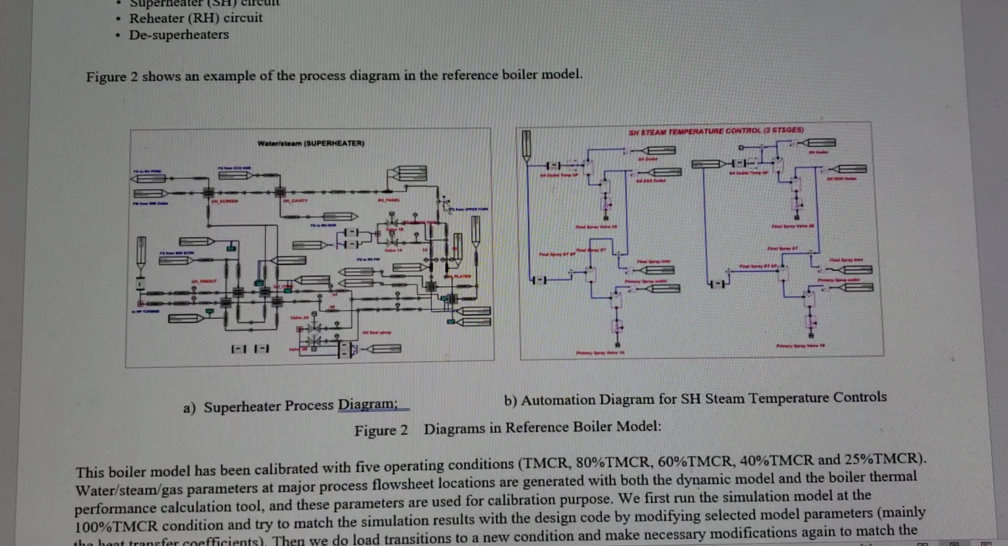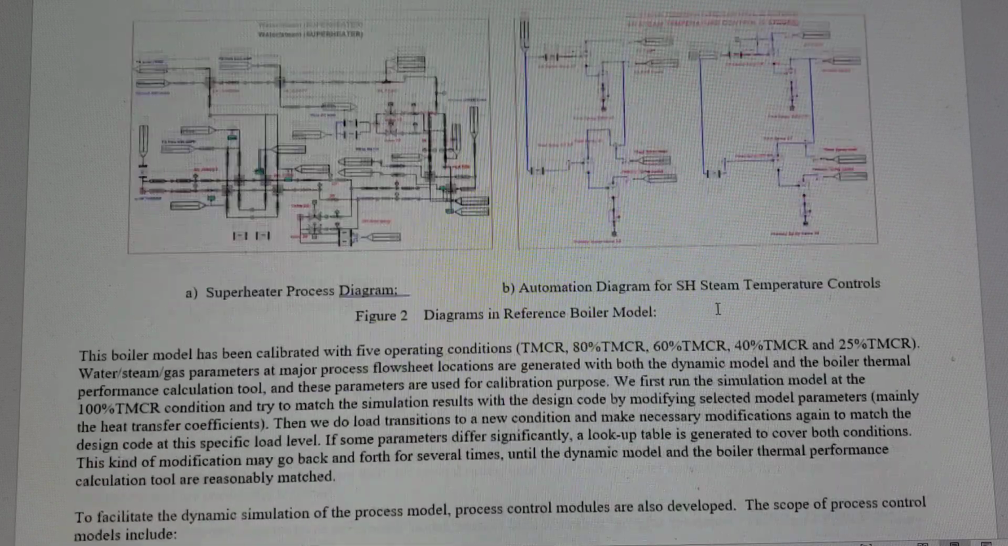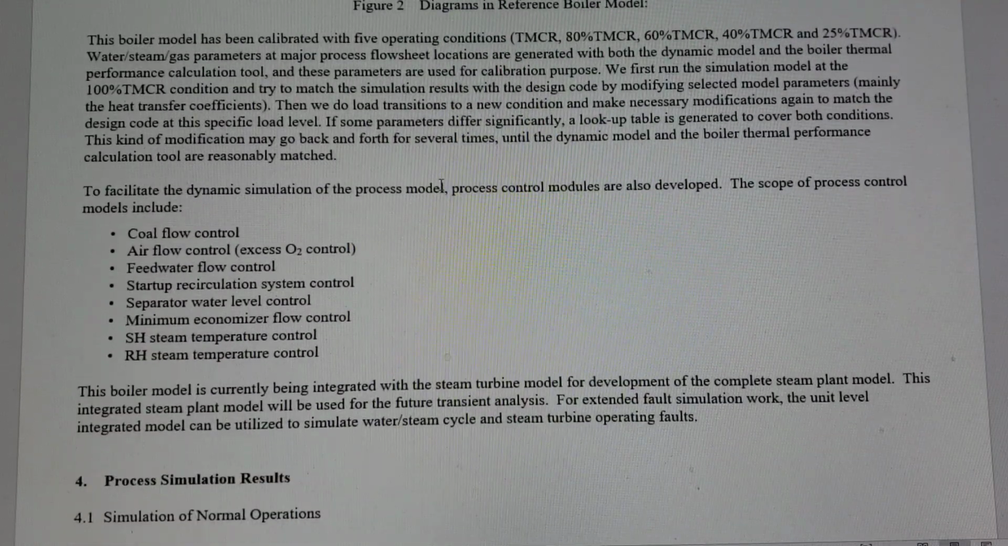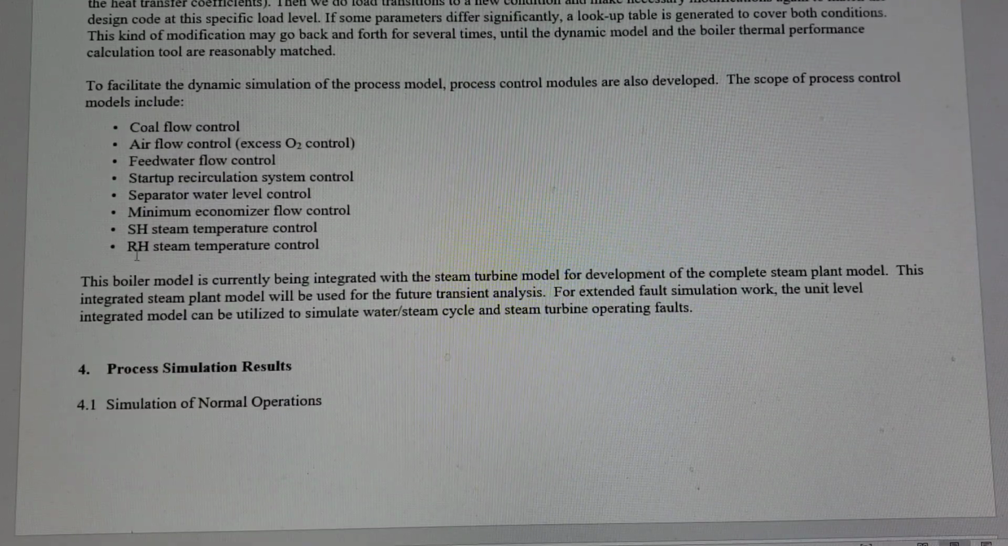What does the model include? It includes both process and controls. This is a process diagram, and this is a controls diagram. This is an example of the model including multiple diagrams: a process diagram and multiple control diagrams, or what we call automation diagrams. This is an example for superheated steam temperature control, and this is the example for the superheater process diagram. It has pipelines, heat exchangers, valves, and all these things. And this lists what controls are included.